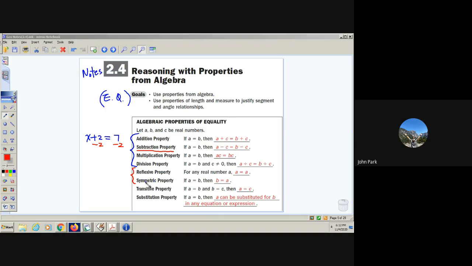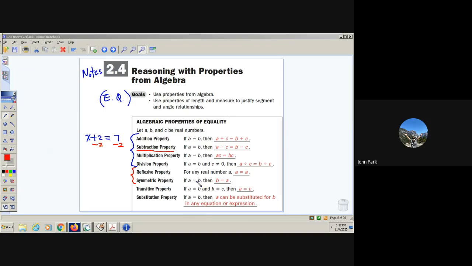Now the reflexive and symmetric property are similar, but they're a little different. Reflexive is like looking in the mirror. It's like seeing a reflection in the mirror. It's exactly the same thing on both sides of the equation. So it's identical, right? Think about looking in the mirror or looking at identical twins. It's exactly the same thing on both sides of the equation. So that's reflexive.